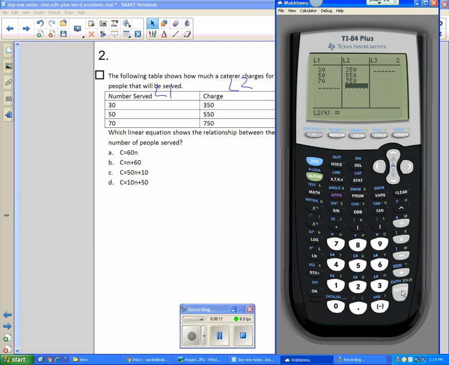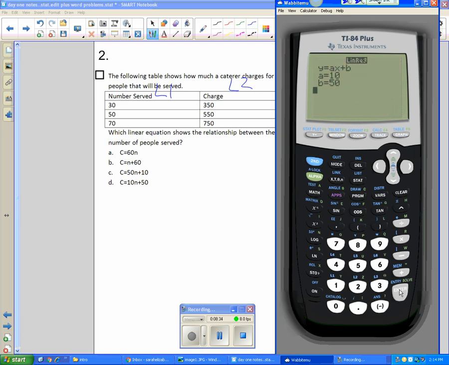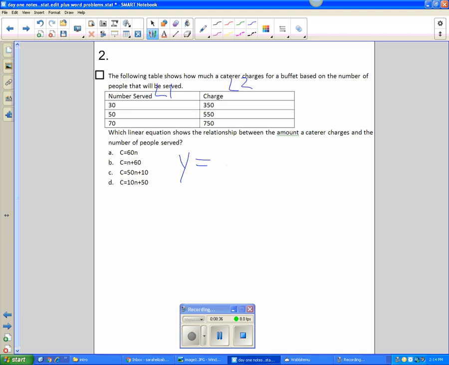So now, once you get them all in, you press stat again. This time you go over to calculate. Now it's time for the calculator to calculate. You go over to calc, and you go down to number 4, where it says AX plus B. Enter, enter, enter. Okay. All right, I'm going to write Y equals AX plus B on my paper.